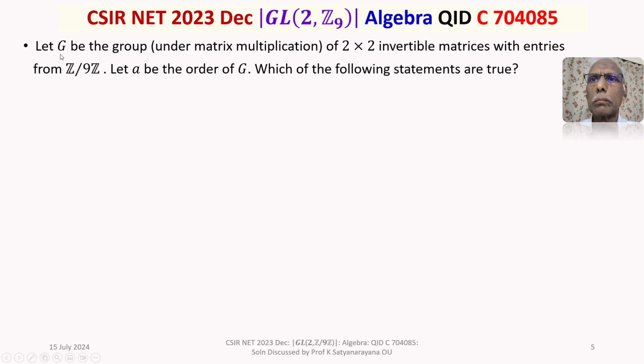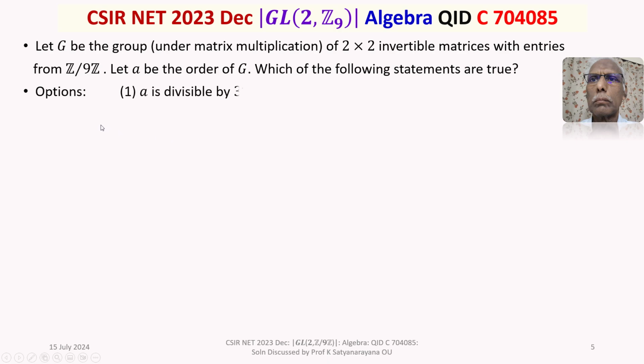So we are given G is a group under matrix multiplication of 2 by 2 invertible matrices. That means 2 by 2 non-singular matrices with entries coming from Z by 9Z, and Z by 9Z is isomorphic to Z9, and let A be the order of this group. Then which of the following statements are true?